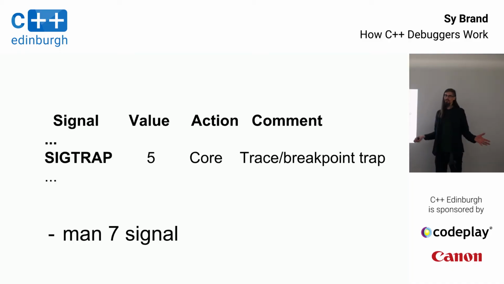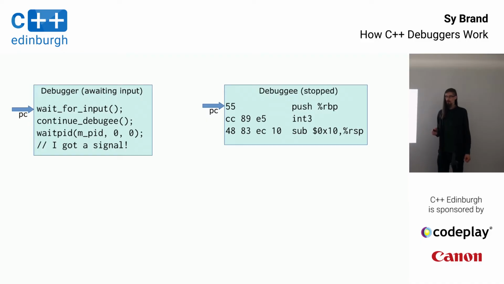So if we want to know what signals mean, then we can go to our man pages. And this tells us that SIGTRAP is a trace or breakpoint trap. So what's going to happen? I'll run through a full example.